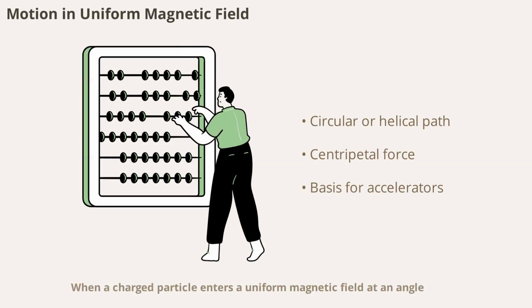A charged particle enters a uniform magnetic field at an angle. It follows a circular or helical path. This is because the magnetic force acts as a centripetal force, constantly changing the direction of the particle's velocity but not its speed. The result is uniform circular motion if the velocity is perpendicular to the field, or a helix if there's a component parallel to the field. This principle is key in understanding particle accelerators and cosmic ray motion.